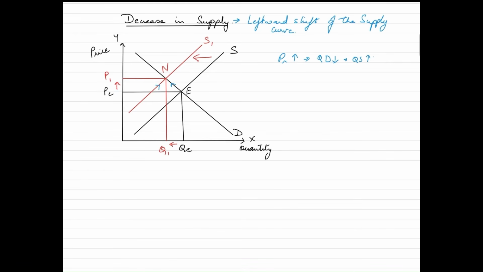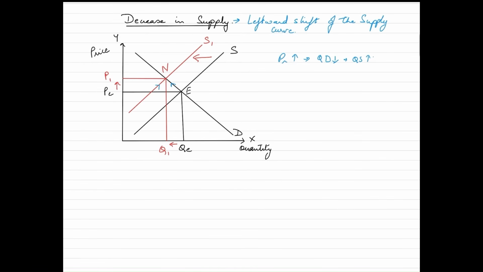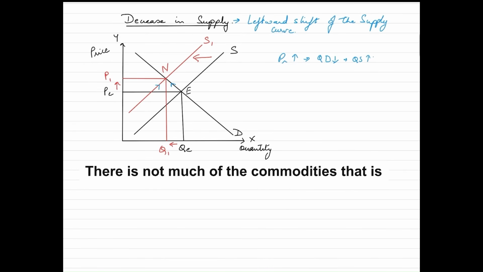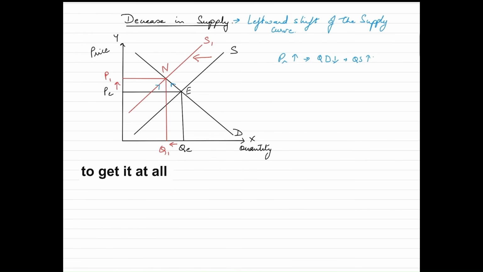The higher price would also make it difficult for consumers in the low income category to afford the commodity. When there is a decrease in supply, it would lead to rationing of the commodity. This means that there is not much of the commodity available in the market, and buyers would not be able to get it at all. Higher prices can limit the availability of the product, but they might not guarantee that everyone can get the product. So some buyers could still be left without it. That's how the new equilibrium in the market would be attained.